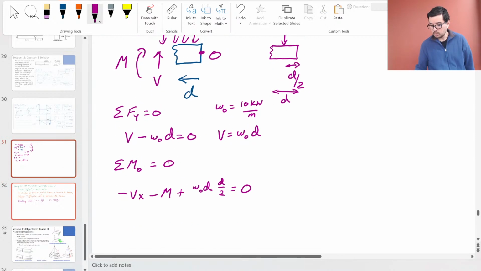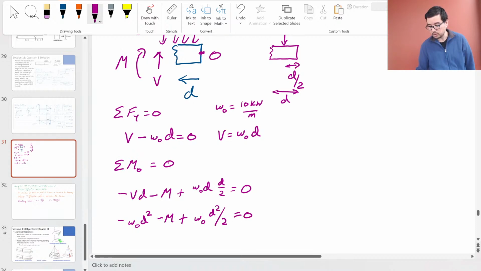Okay. So now we can write in that we have minus w naught D, and I guess I should have written, this is D as well, right? So this is D squared, minus M plus w naught d squared over 2 is equal to 0. Okay, and so M is going to be equal to w naught times quantity d squared over 2 minus d squared.